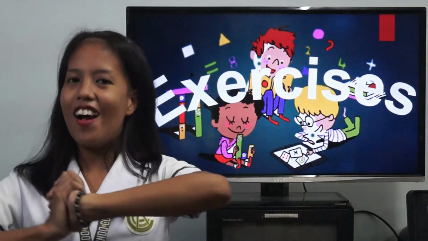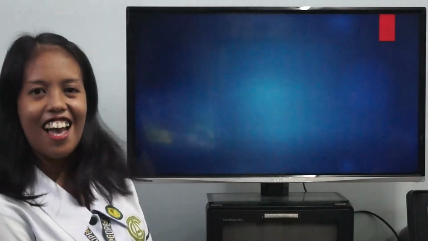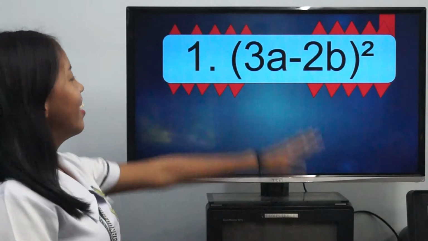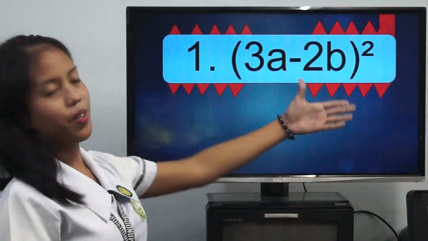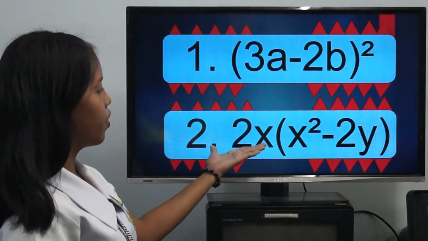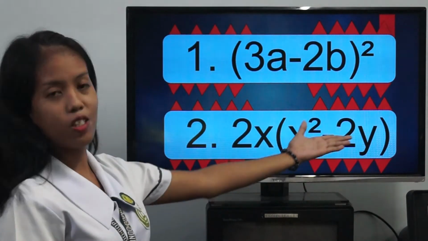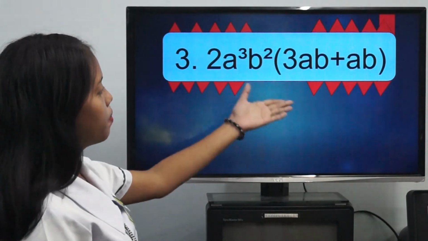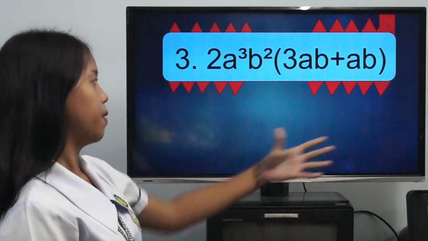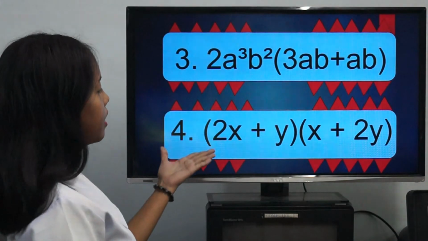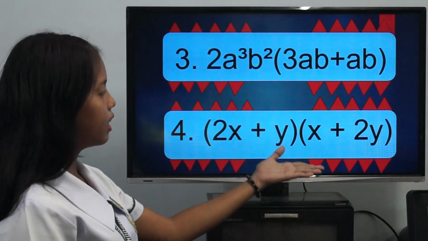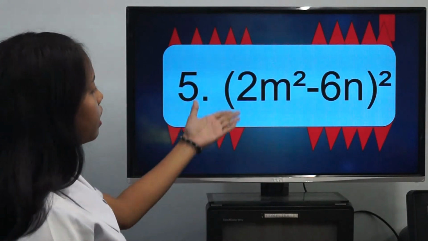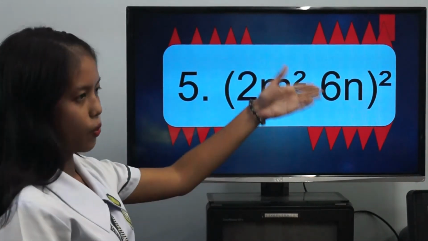And now it's time for our exercise. Are you excited, guys? For number 1, we have the quantity 3a minus 2b squared. Number 2, we have 2x times the quantity x squared minus 2y. For number 3, we have 2a cubed b squared times the quantity 3a plus ab. For number 4, we have the quantity 2x plus y times the quantity x plus 2y. And for number 5, we have the quantity 2m squared minus 6m squared.